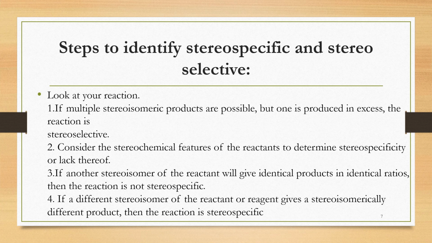If another stereoisomer of the reactant will give an identical product in identical ratios, then the reaction is not stereospecific, it is stereoselective. But if a different stereoisomer of the reactant or reagent gives a stereoisomerically different product, then the reaction is stereospecific. This is today's lecture.